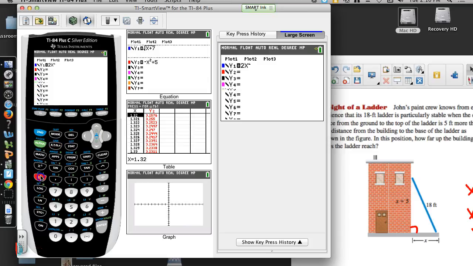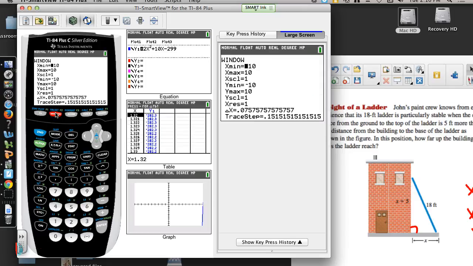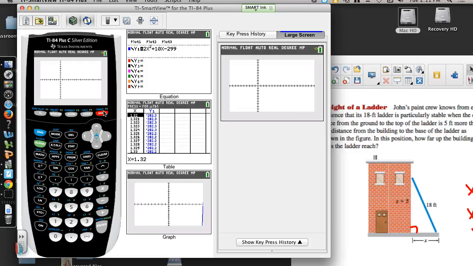So 2x squared plus 10x minus 299. And zoom standard. And we can see the calculator's working. And what that tells us is, we just need to wait a little bit, but we can see it's just barely off the screen. So if we go into our window and we maybe change our x values to 20 here and graph it, we should get a much better look at what's going on. Just takes it a little while.